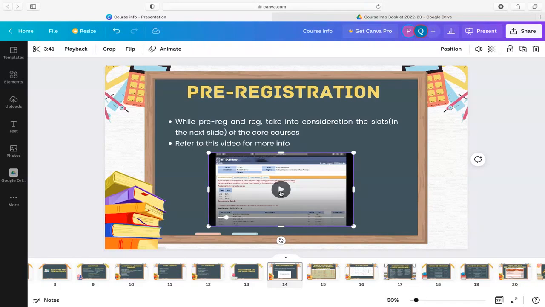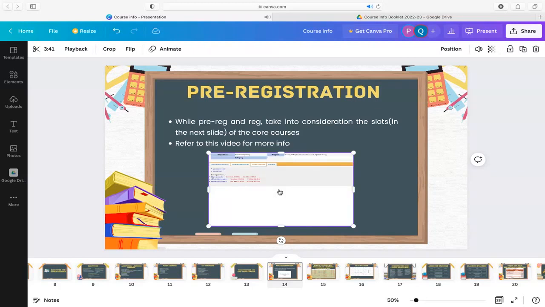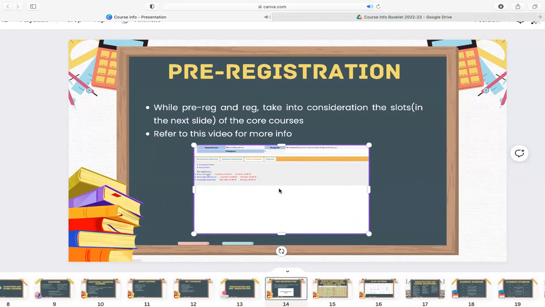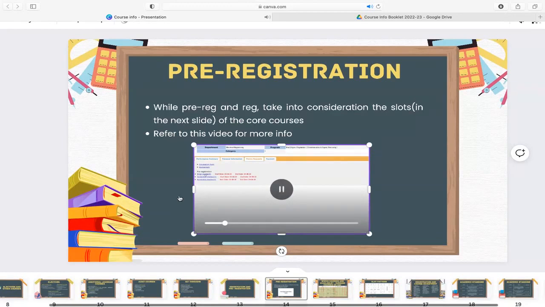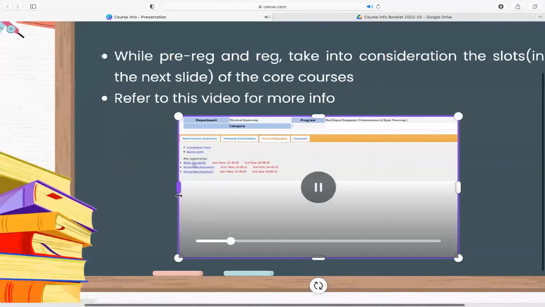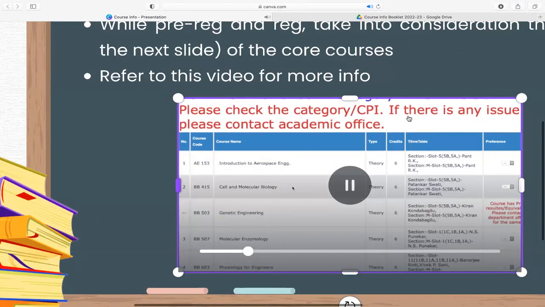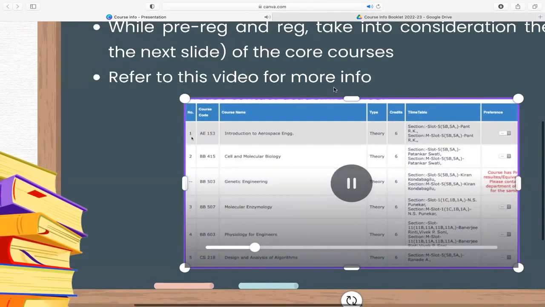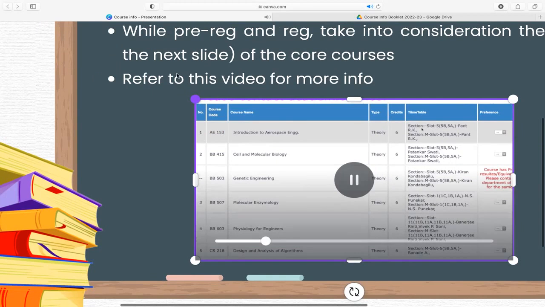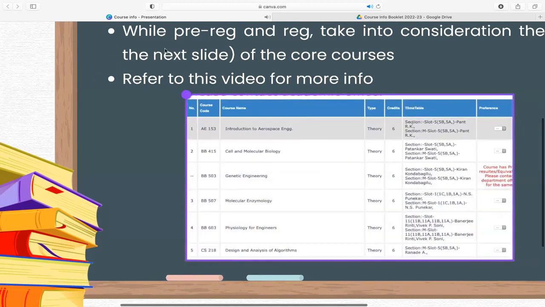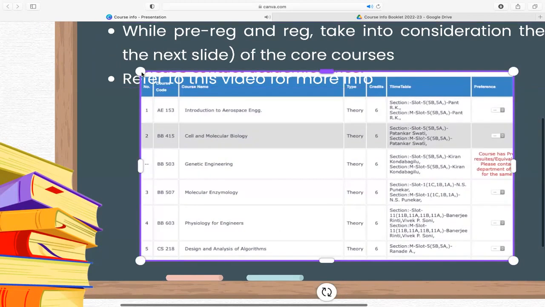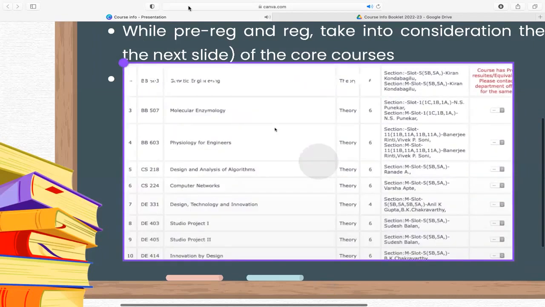So the first thing that needs to be done is that you need to log in to your external ASC account using your LDAP credentials. You need to go to forms and requests. Over there, you can see these three sections that are present. And in order to pre-register for a minor course, you need to click on this link. Once you click on this link, you can see that there is a list of courses that are available with the course code, the theory, the credits, the time slot, along with the professor who might be taking it.